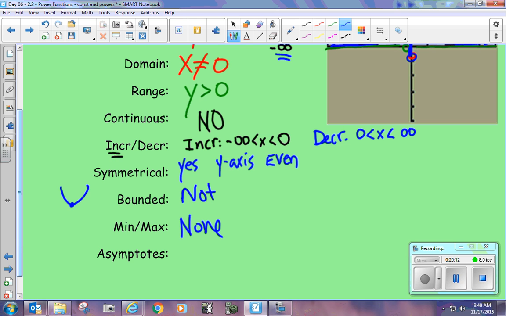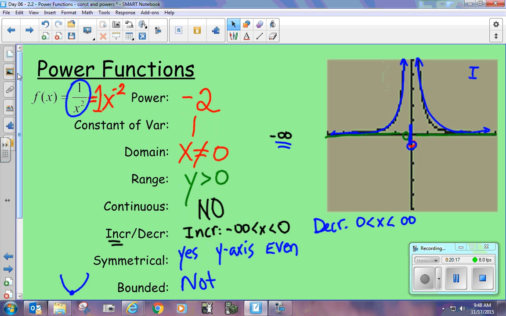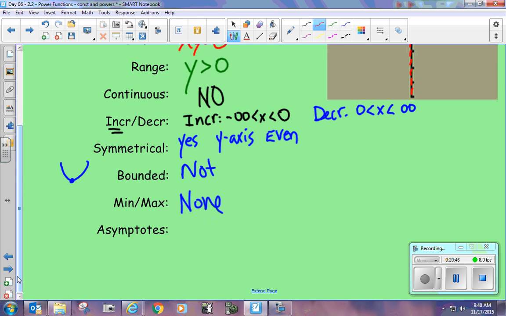Asymptotes. There are two asymptotes. Where are they in this graph? At y equals 0. Is that a horizontal or vertical line? It's a horizontal line. It's got to cross the y-axis at 0. Y equals 0. It doesn't touch 0. And where else? At x equals 0. Because it's got to cross the x-axis right at 0. There you go. So there are two asymptotes. At y equals 0, and at x equals 0. There are two. Very good.